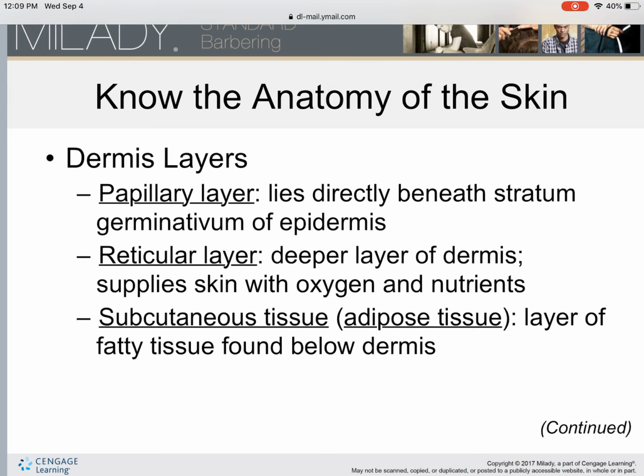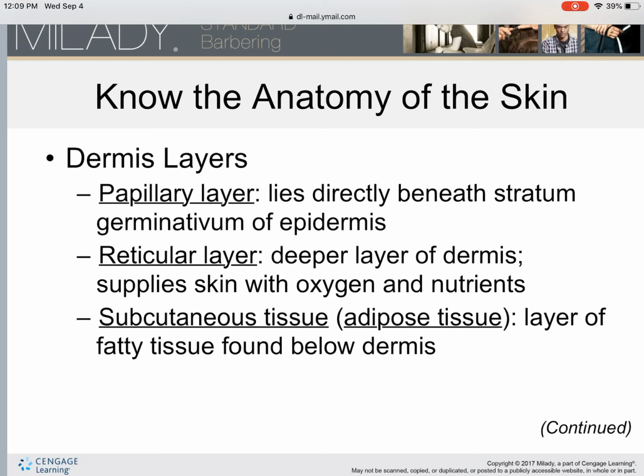Your next layer, the deeper layer of the dermis, is called the reticular layer. It supplies the skin with oxygen and nutrients. The reticular layer contains the following structures within its network: fat cells, sweat glands, blood vessels, hair follicles, lymph glands, erector pili muscles, and also oil glands.